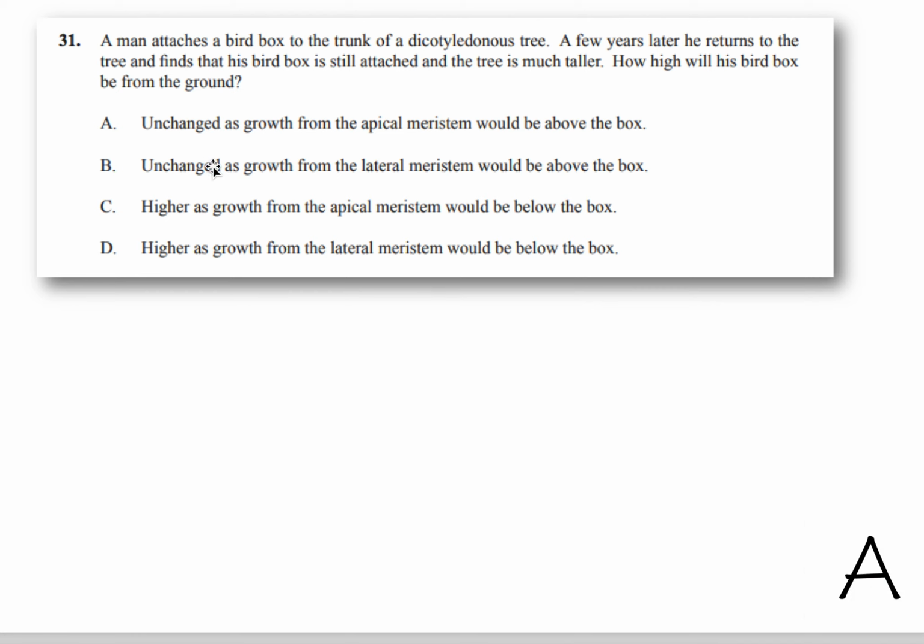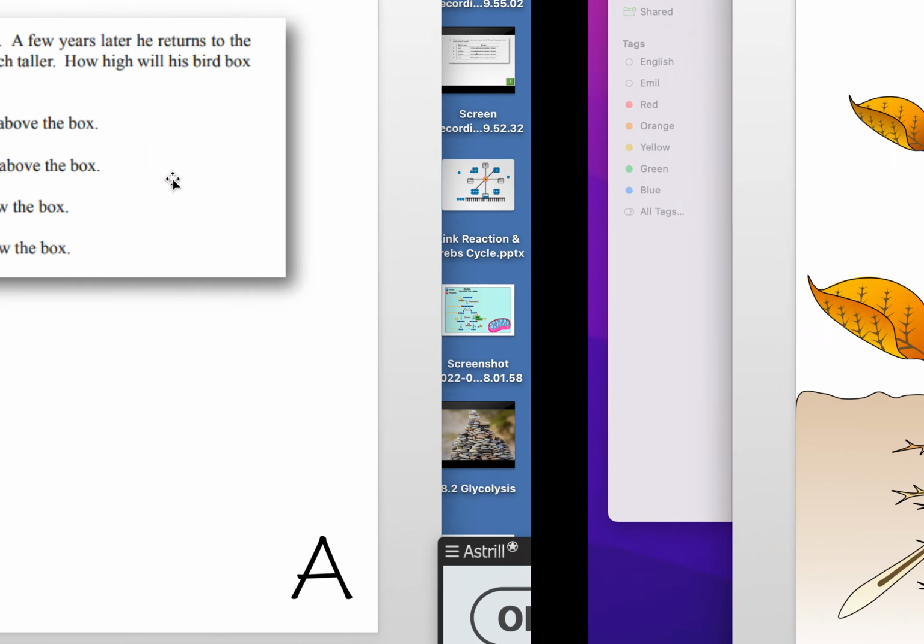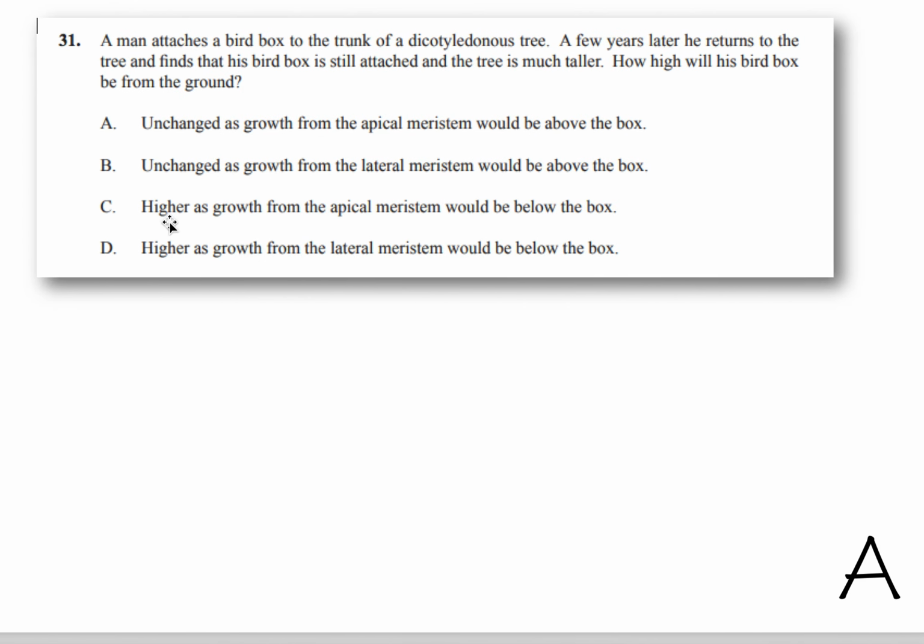Why not B? Unchanged as growth from the lateral, they're mentioning lateral meristem. Lateral meristem has nothing to do with growth in height. It has everything to do with making branches, such as this. And not higher, so it's definitely not C or D.